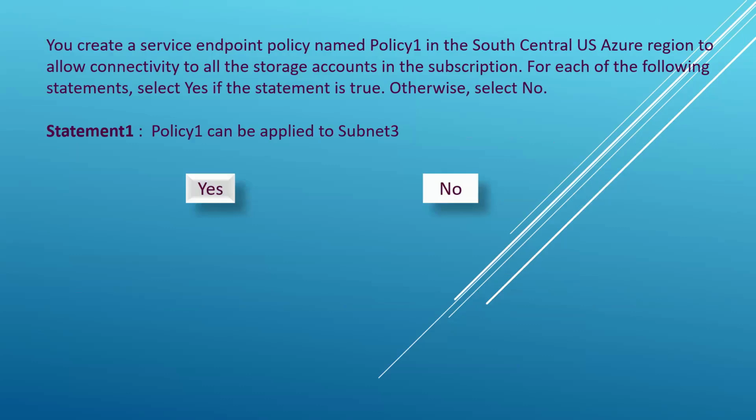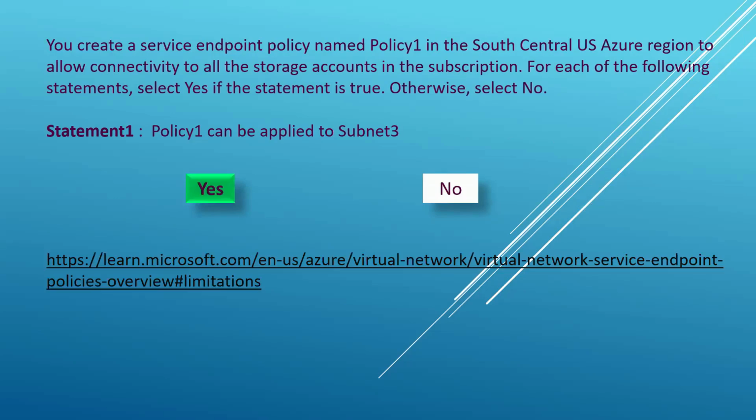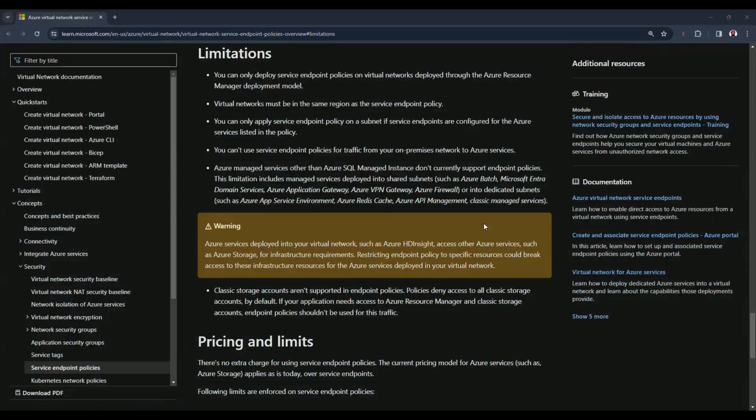And friends, this statement is correct. Both policy 1 and subnet 3 are in the same region, which is South Central US. That's why you can apply policy 1 to subnet 3. Friends, these are some of the limitations that have been taken into consideration when marking statement 1 as the correct.